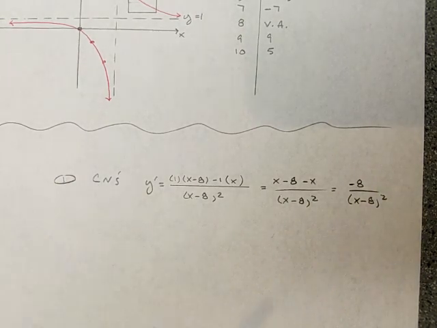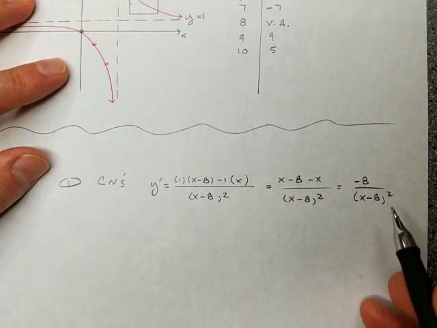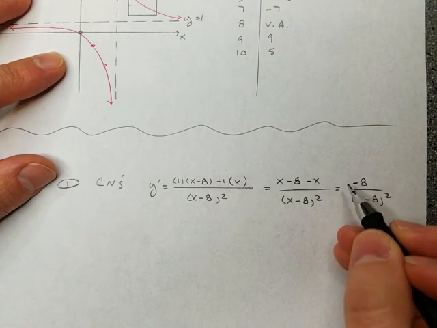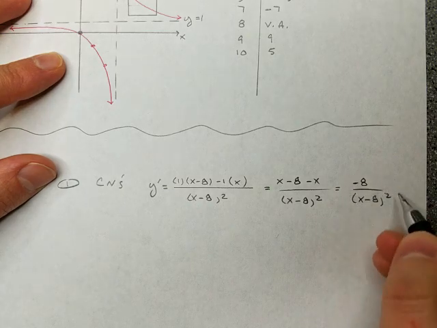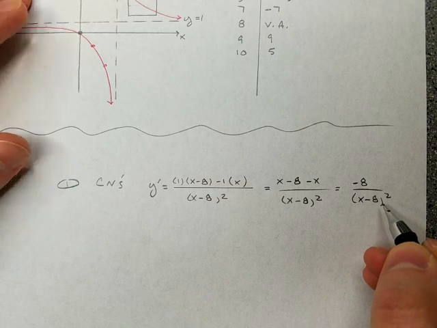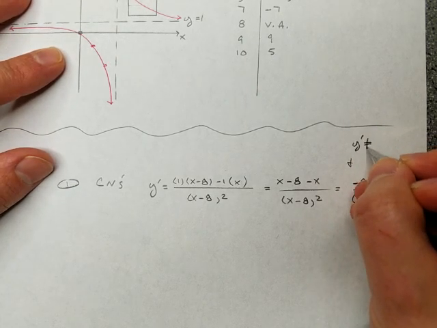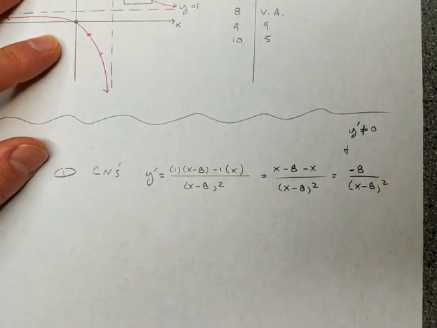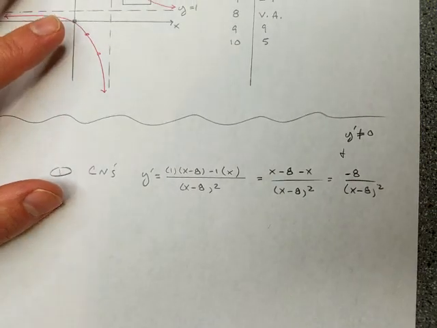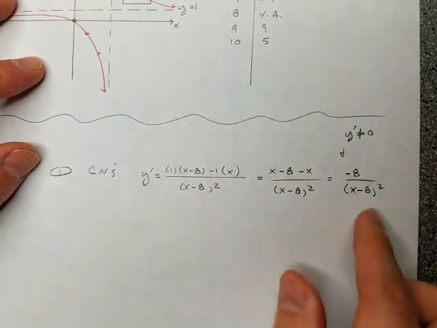That's how I'll find my critical number. What is a critical number? It's a point where the derivative is either 0 or undefined. Well, you know, if I have negative 8 on top, that will never be 0. Negative 8 divided by any other number is never going to be 0. Okay? So y prime will never be 0. Could it be undefined? Y prime is undefined at 8 because you're dividing by 0 if x is equal to 8.